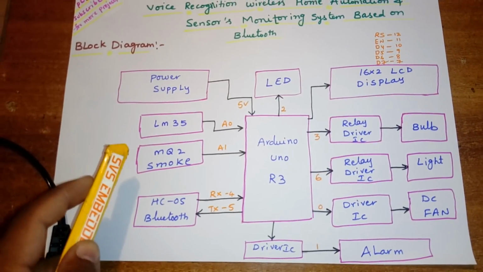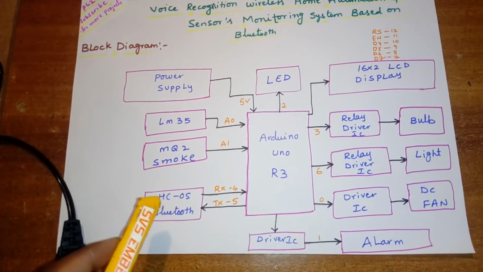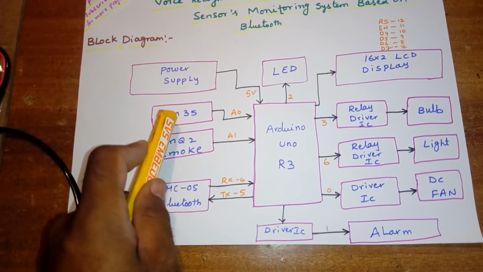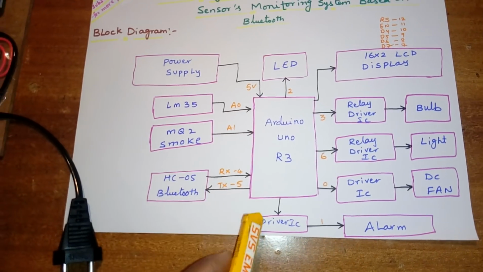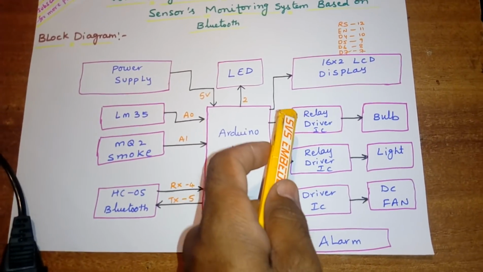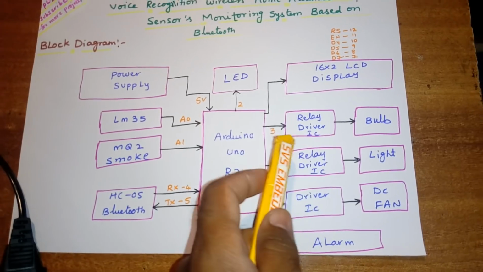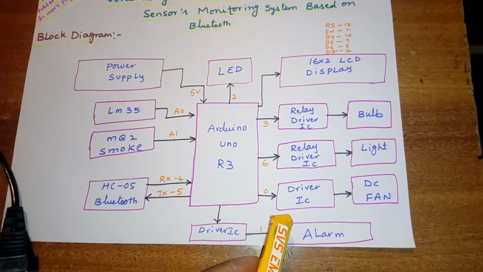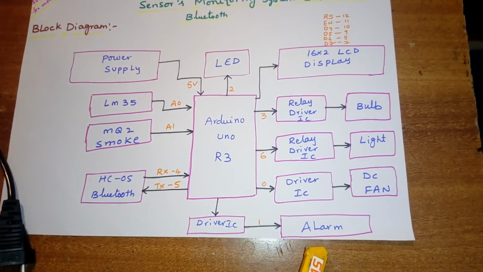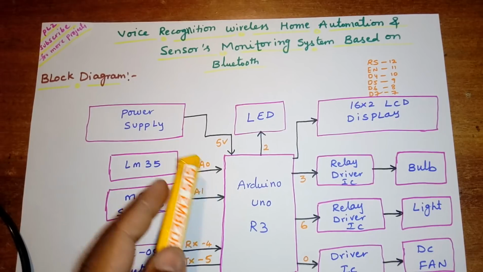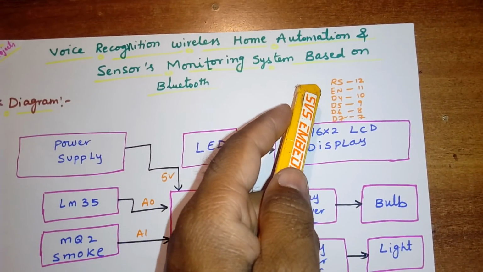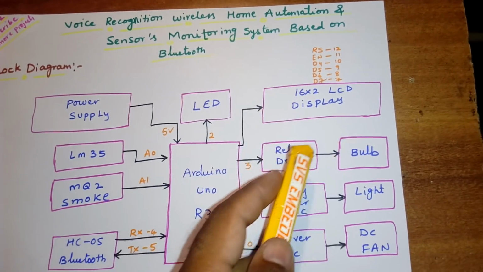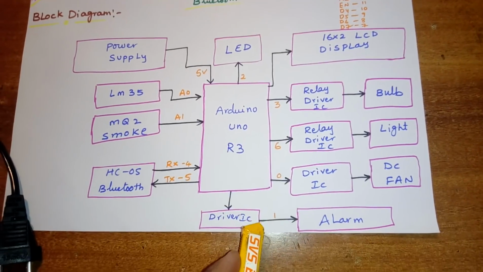The sensors are the LM35 temperature sensor and the MQ2 smoke gas sensor, connected to A0 and A1. I am using two relays driving two AC bulbs, relay 1 for bulb 1 and relay 2 for the light, and one DC fan, one AC alarm, and one LED. The LCD is connected to RS, enable, D4, D5, D6, D7 on pins 12, 11, 10, 9, 8, 7. So these are the pin connections.